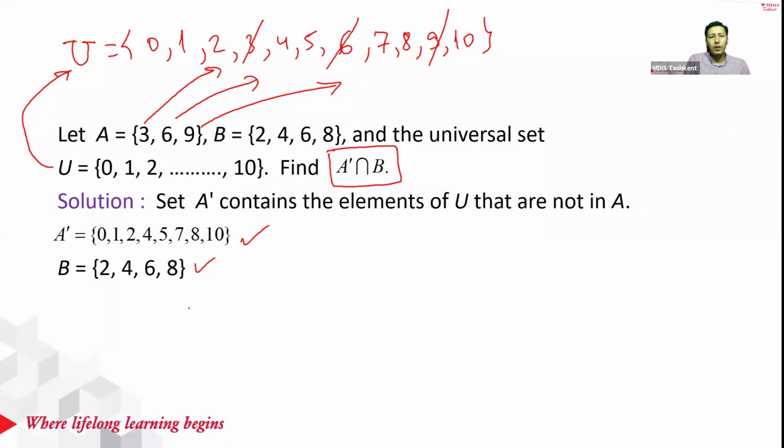And we have B. So A complement intersection with B will be, do we have same elements? We have 2 here. 2. What else? 4 and 8. So this is the answer.